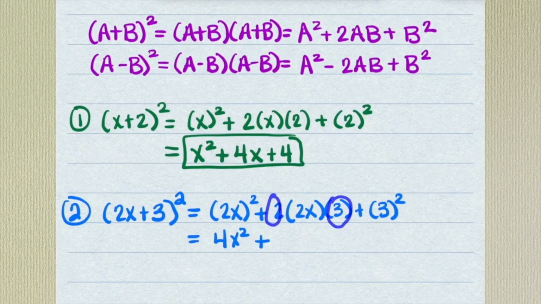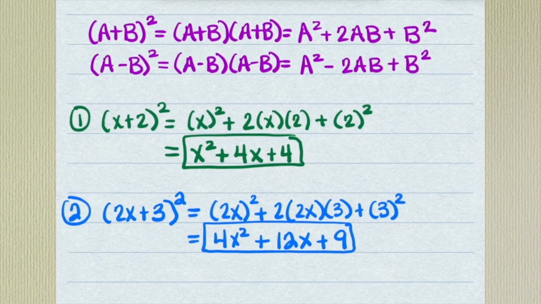2 times 3 is 6. 6 times 2 is going to be 12, so that is going to be 12x. Or you could have said 2 times the 2x is 4x, and then 4x times 3 would be 12, and then you have plus 9, because 3 times 3 is 9. This is a trinomial of degree 9. So far, so good.